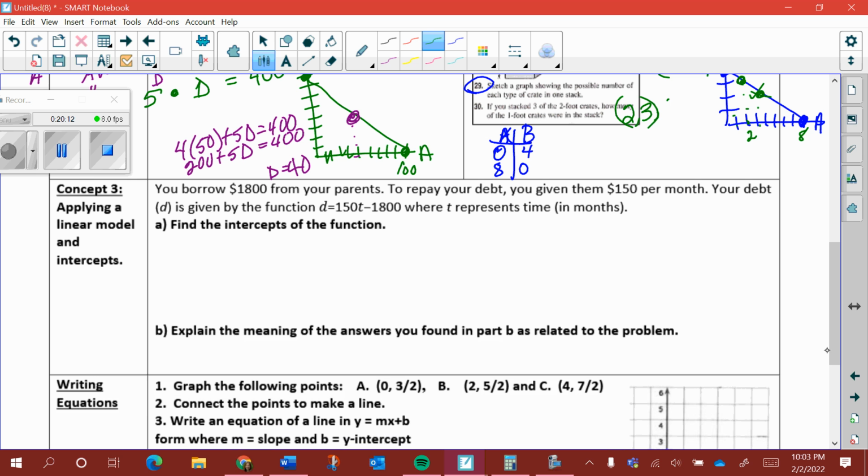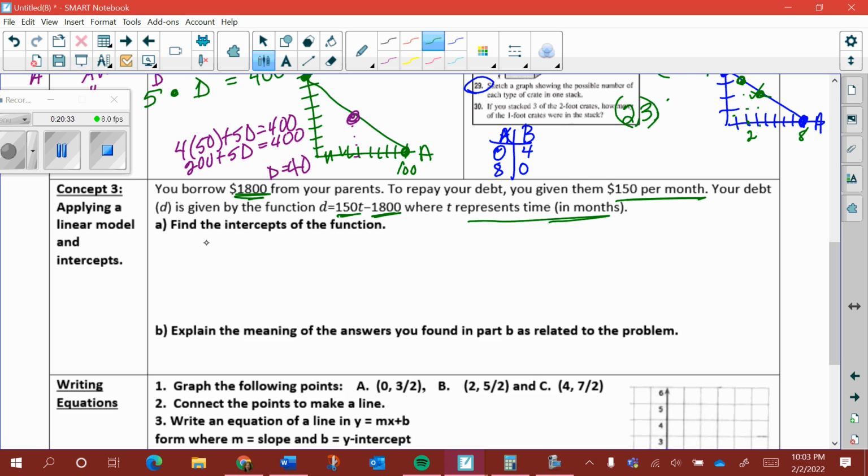Concept 3, we're going to be writing, applying linear model and intercepts to repay your debt. So you borrowed this much money. That's your starting amount that you borrowed. Repay a debt at $150 per month. That's right here. And this is your debt, so it's negative because you're in debt. You borrowed it. T is time in months. Find the intercepts of the equation.